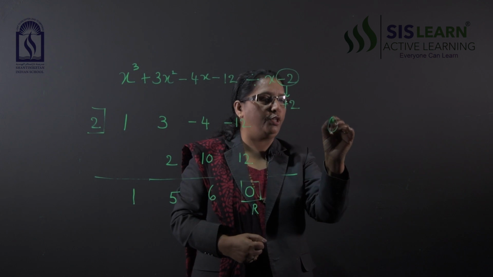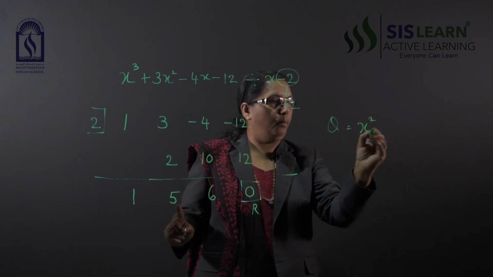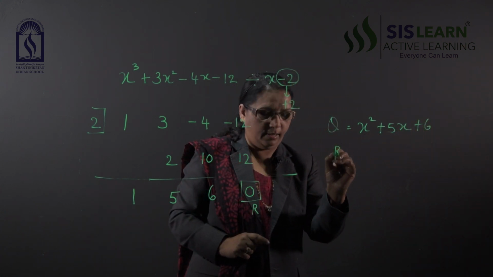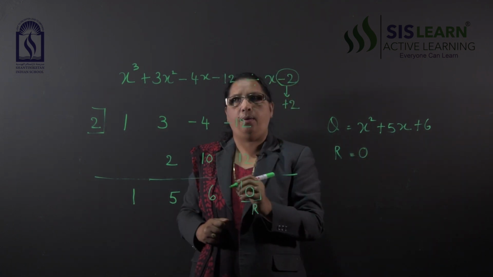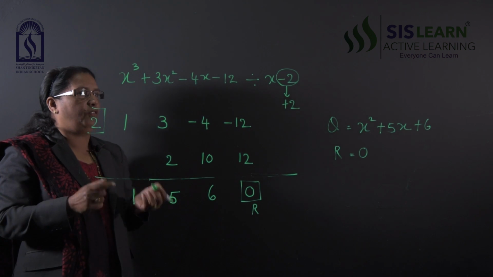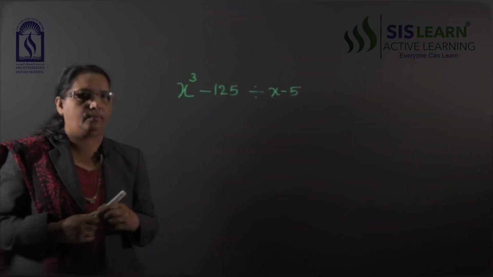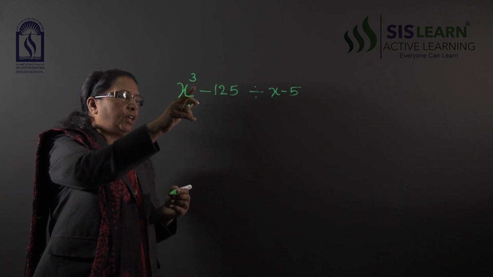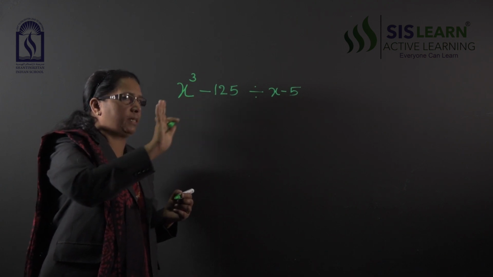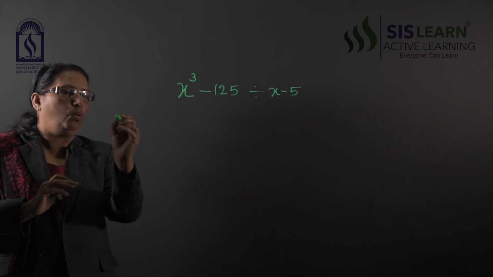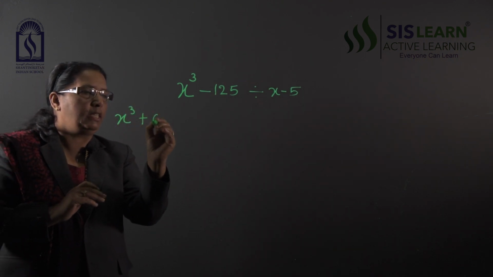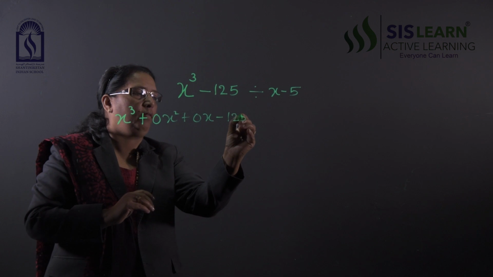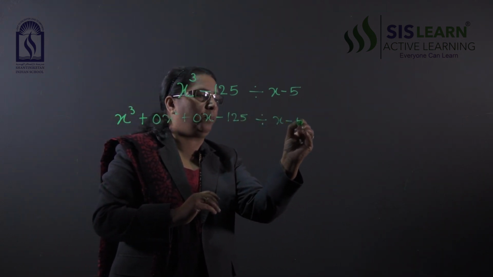And your quotient is going to be x square plus 5x plus 6, and the remainder is 0. Now let us consider another polynomial where the degrees are not given in decreasing order. Consider this particular polynomial where you have the degree 3 but the other degrees 2, 1 are missing. So here we can make it x cube plus 0x square plus 0x minus 125 divided by x minus 5.